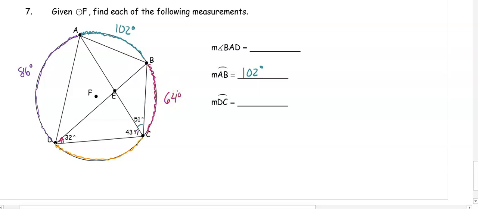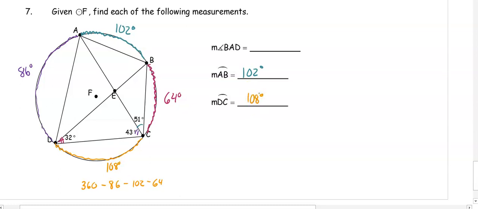Now that we know 3 of the arcs of the circle, to get that 4th arc, DC, we can subtract from 360. So 360 minus 86, minus 102, and minus 64. And that gets us 108 degrees.